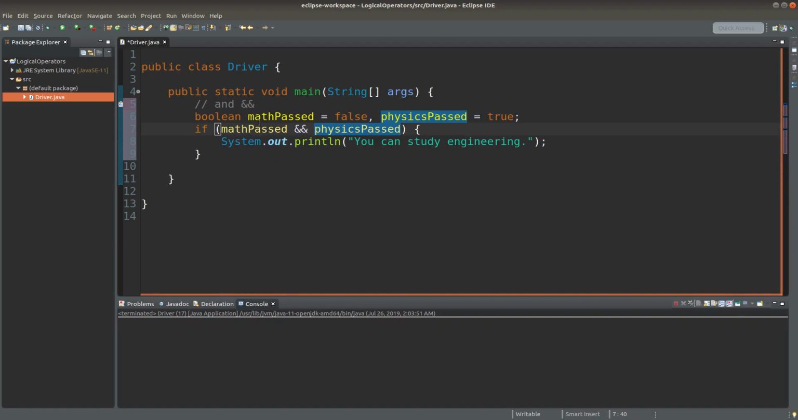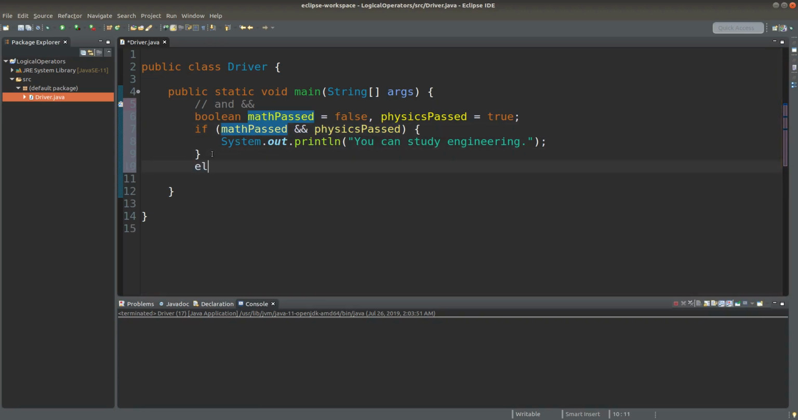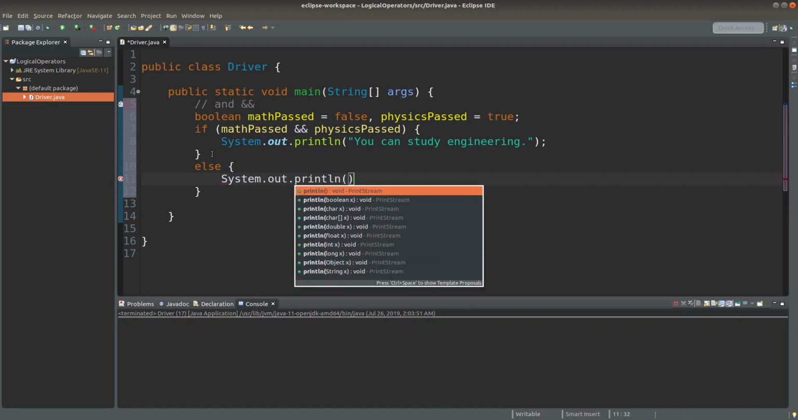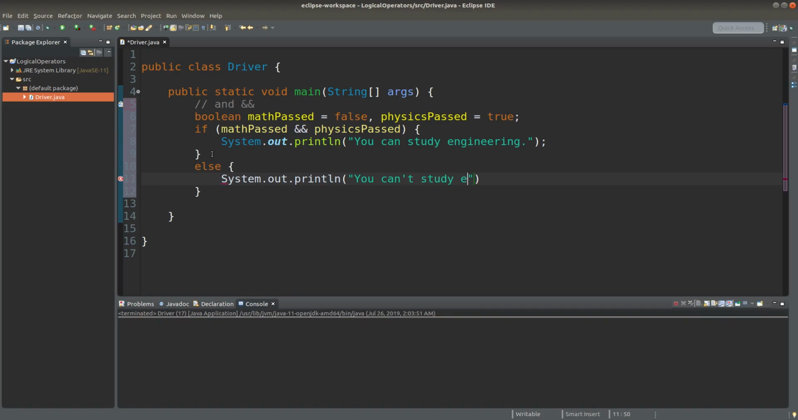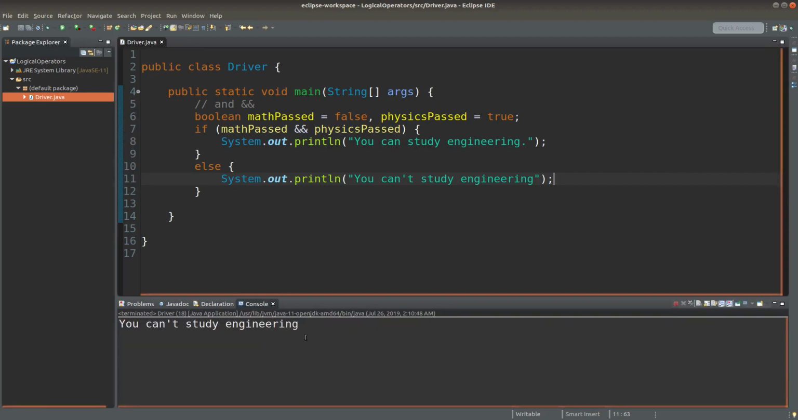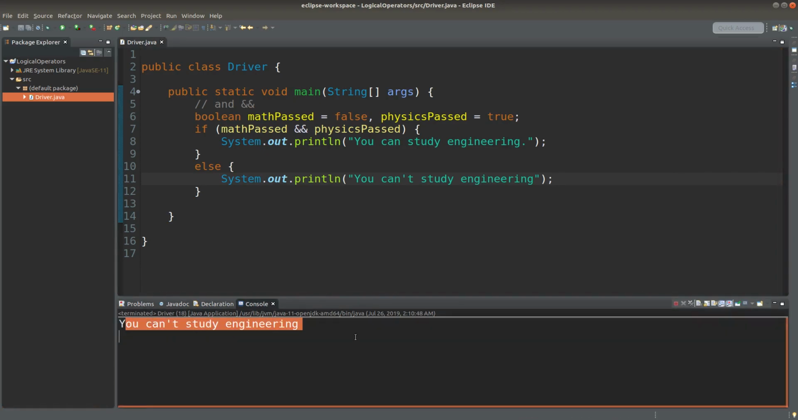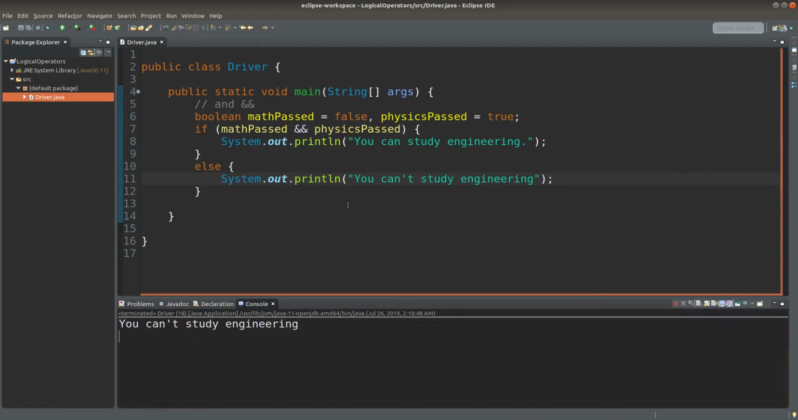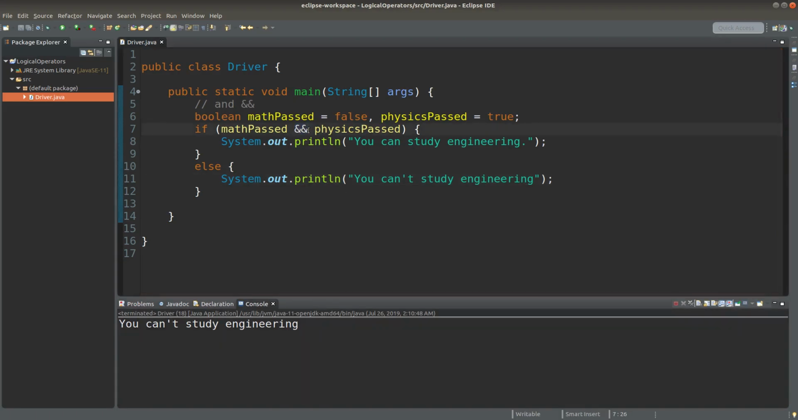If math fails, so even though physics is passed, I can't study engineering. So I will have the else part to be executed. So according to this logic, I should not be able to study engineering. Yes, that's the result. I can't study engineering because I failed mathematics course. This is the application of the AND logical operator.